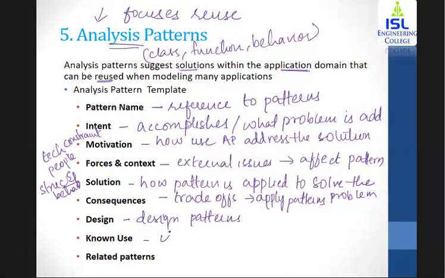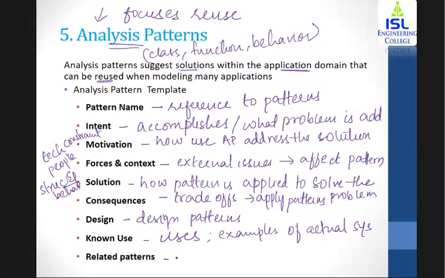Then the known uses, where this pattern was used. You can have a list of different uses, or you can say the different examples also. Examples of actual systems.